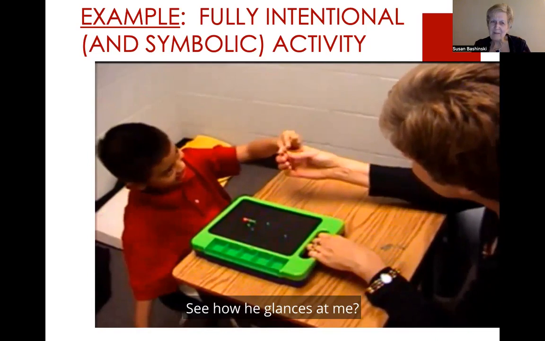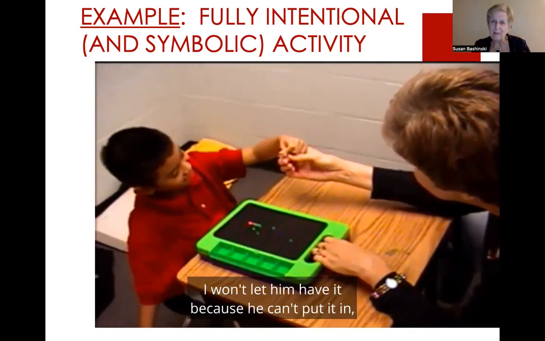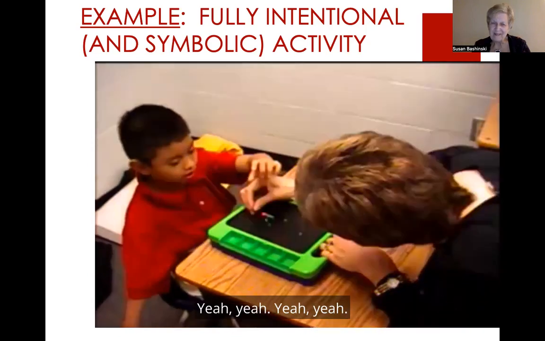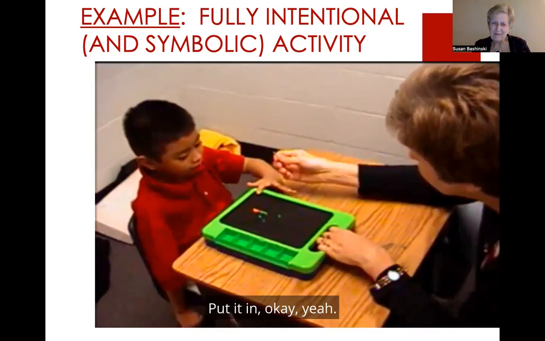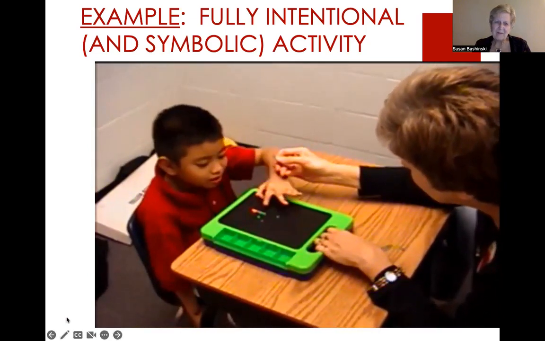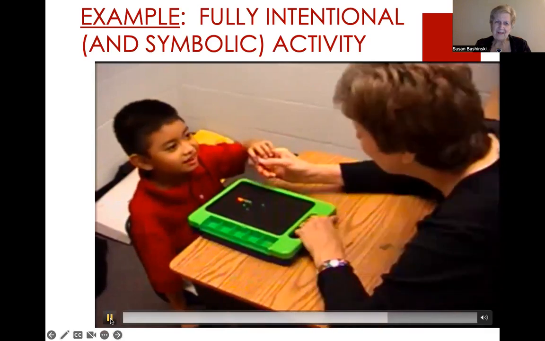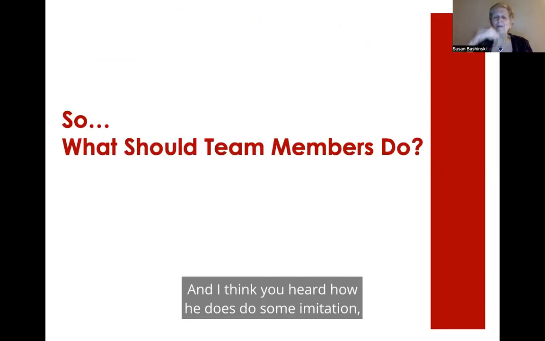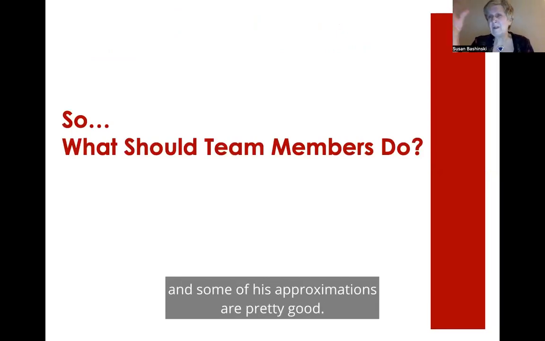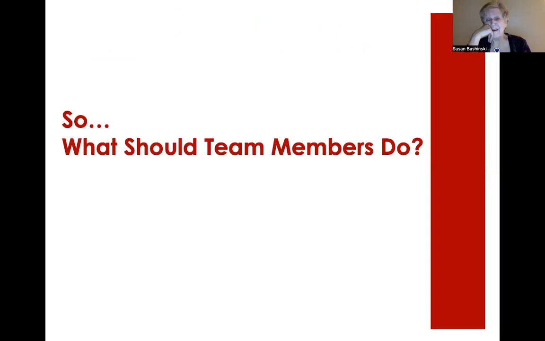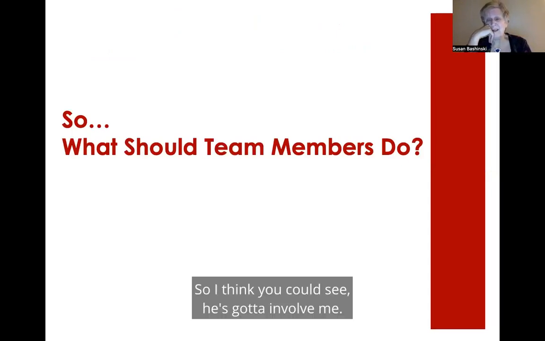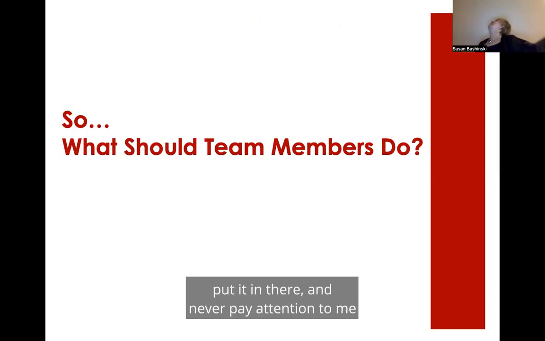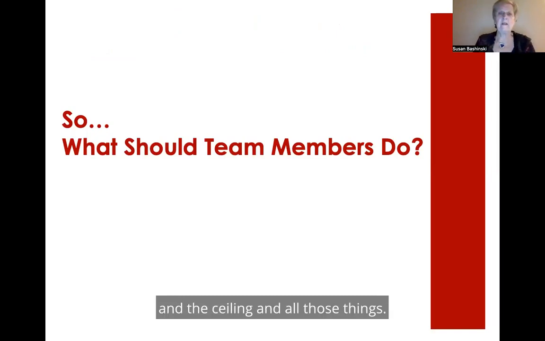See how he glances at me? I won't let him have it because he can't put it in. He'll just throw it. Yeah, yeah. Put it in, okay, yeah. Ooh. And I think you heard how he does do some imitation, and some of his approximations are pretty good. So I think you could see he's got to involve me. He can't just randomly take my hand and say, put it in there and never pay attention to me if he's zoning out with the lights and the ceiling and all those things.